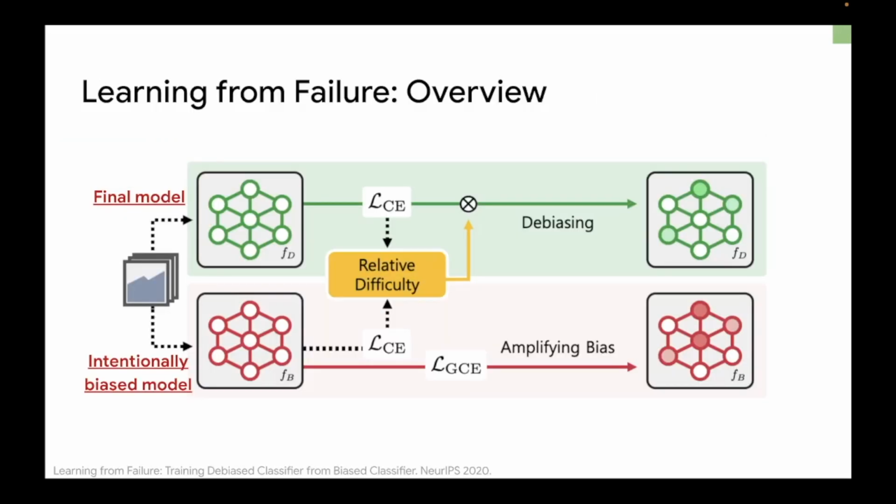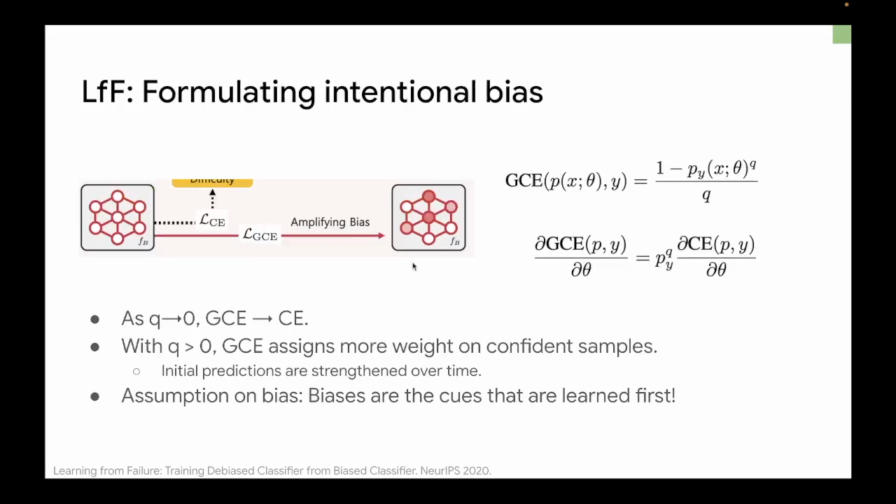The first method in this section, in this scenario, is learning from failure. Here you have two models, the green model and the red model. The green model is the final model that you wish to train, and the red one is the one that is intentionally biased. I'm going to explain how one could train an intentionally biased model, and then introduce the term that is making these two models different. So let's take a look at the red model first.